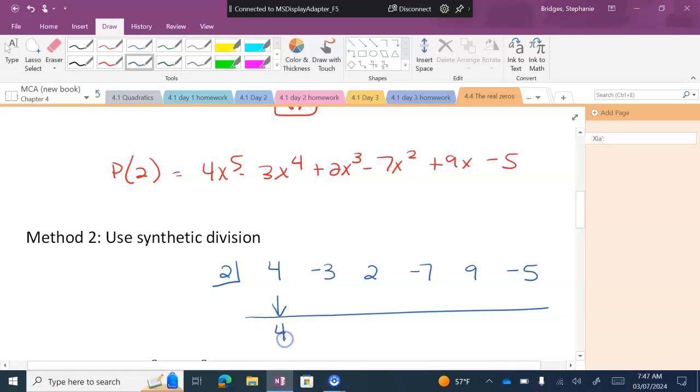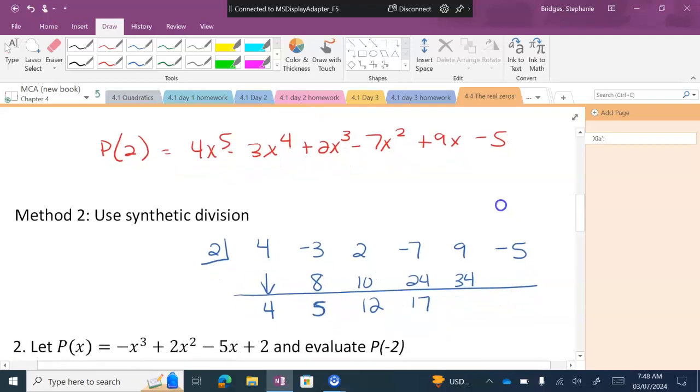So I'm going to bring that 4 down. I'm going to multiply 4 times 2. And then remember, we add. -3 plus 8 is 5. Then I multiply again. 2 times 5 is 10. I add, that gives me 12. 2 times 12 is 24. I add, that gives me 17. Multiply, that is 34.